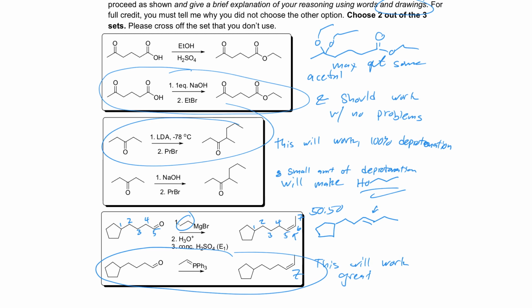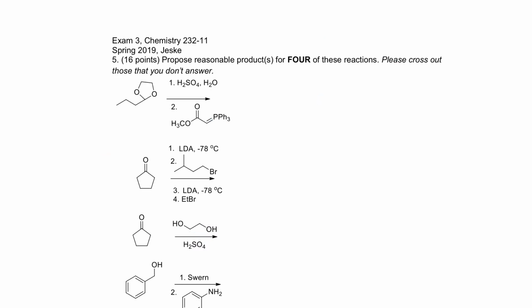Probably if you wrote this little bit that I have here for the third option, you'd get full credit. We get a 50-50 mixture of the 2 alkene regioisomers. You can go on to explain E and Z stereoisomers if you want, but basically this is what I was looking for here. Moving on to the second page, we have just reactions. So let's look at these.